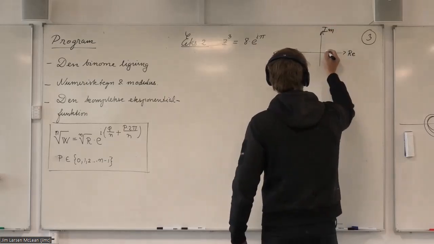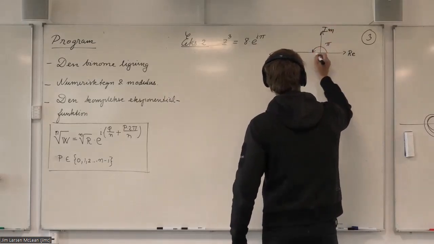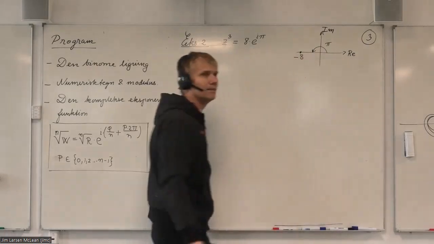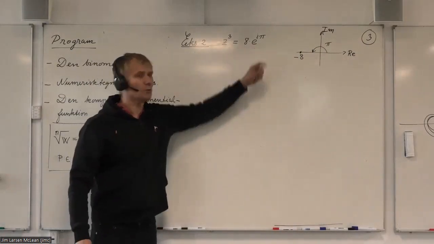So I'm just going to rotate pi around. There it is. You go 8 away. It might be right here. So here lies the familiar number, minus 8, which we all know. So this right here is the number -8.